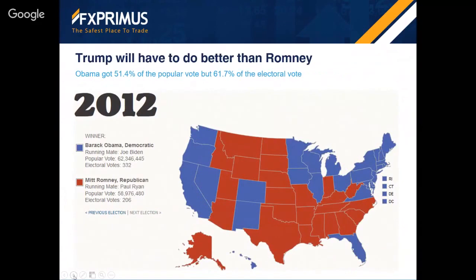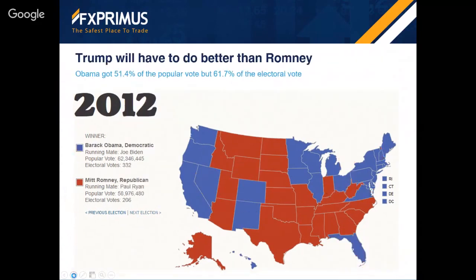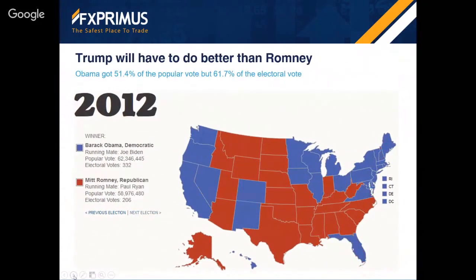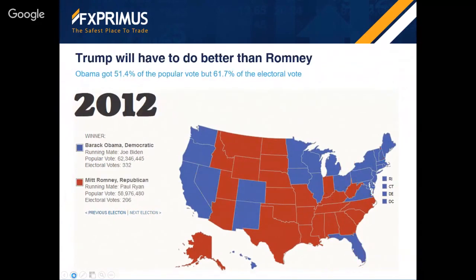From flashing up the states, the very few states that changed. Florida were the two big ones. If Bush had lost either of those, he would have lost the election. Colorado, because Colorado state, that's very important for Hillary Clinton this time. If she loses Colorado, she may not have enough states to make up.